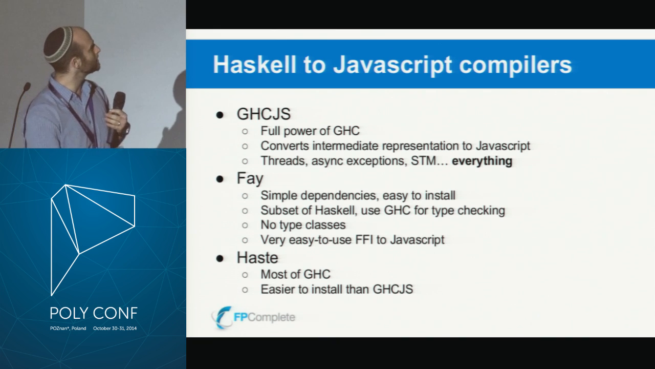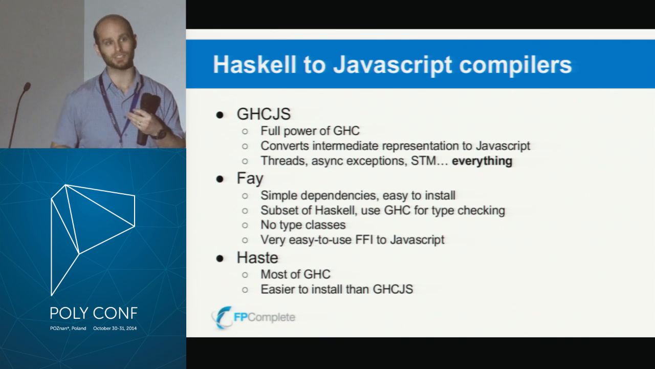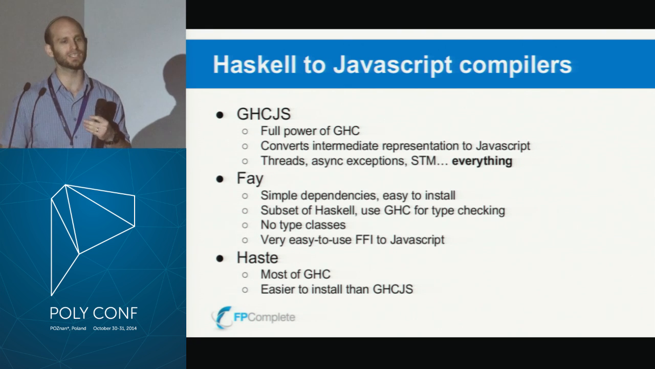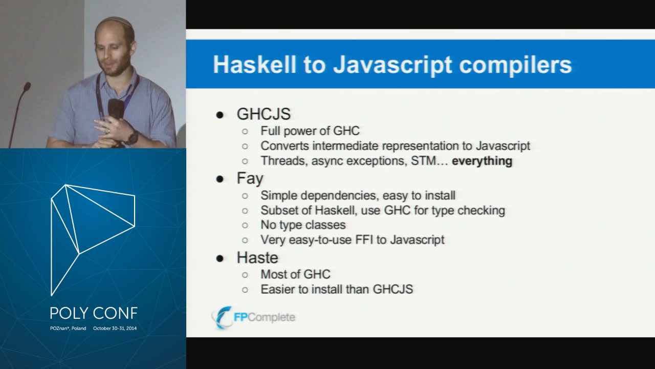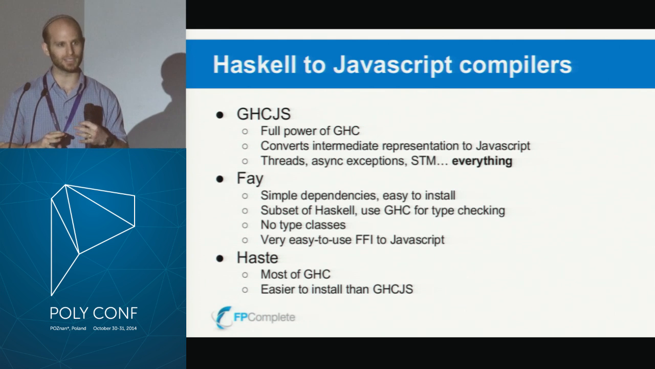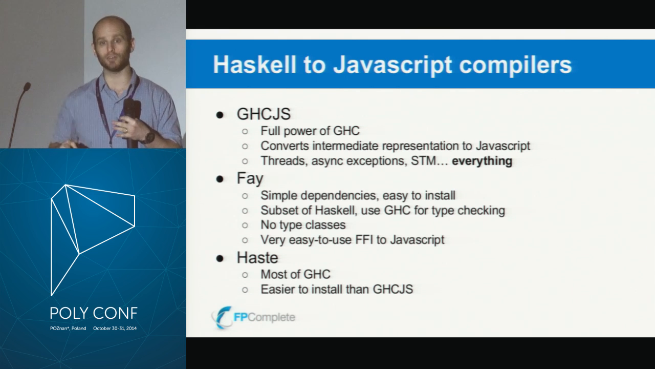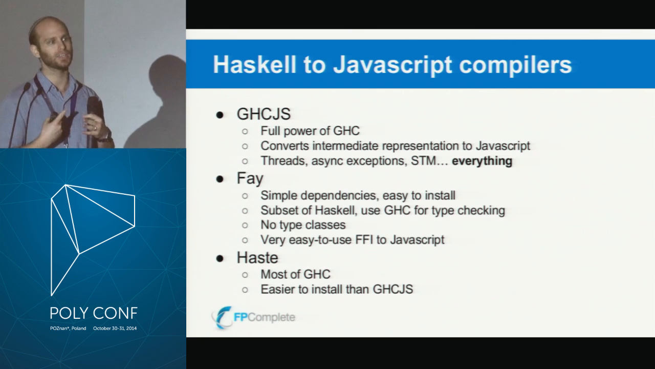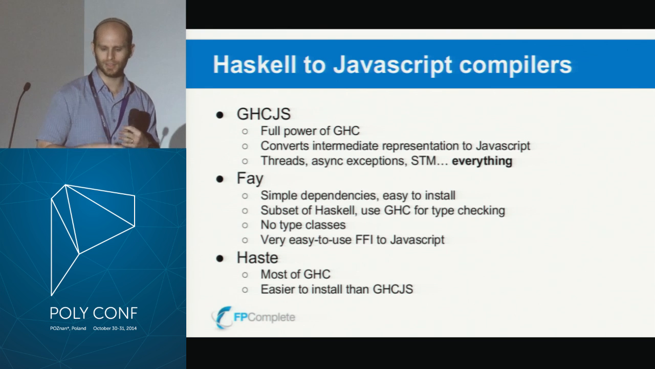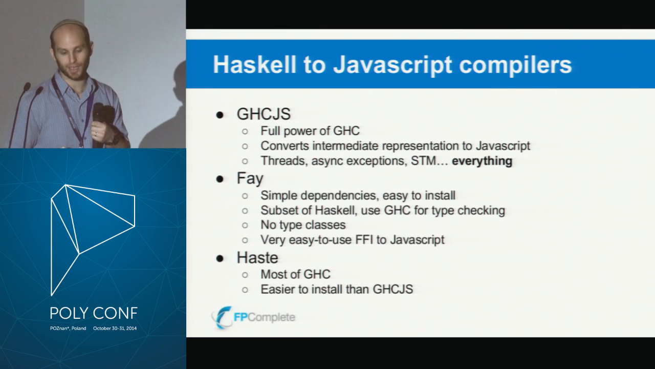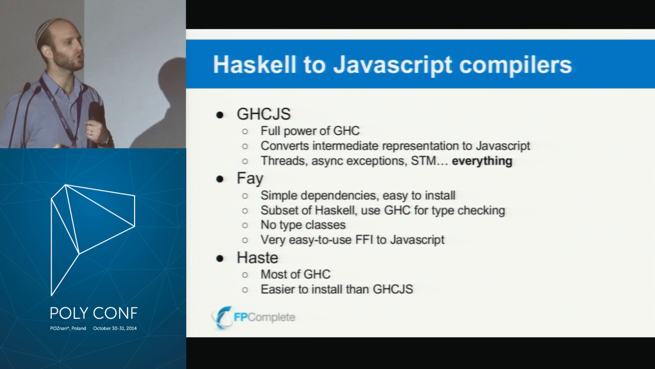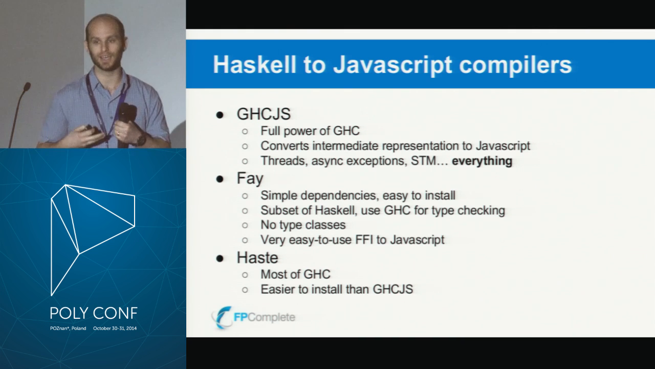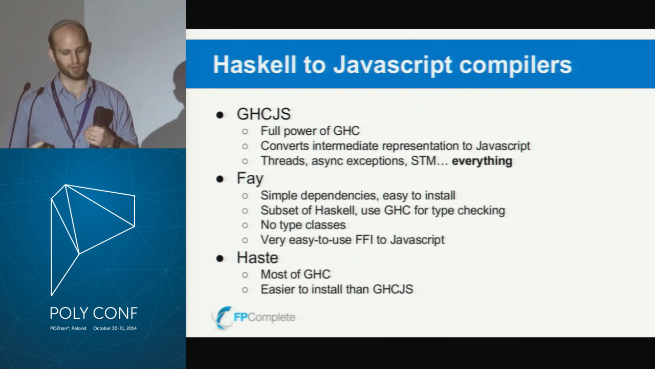Fei is the simplest of these 3 options. Fei uses a Haskell parser, but only really deals with a subset of the language. It doesn't do anything about the runtime system. It basically has full semantics of JavaScript at runtime. It's just using Haskell for the syntax and to do some type checking. One of the nice advantages of Fei, on the other hand, is that since it's so close to JavaScript, it's very easy to do the FFI, which is foreign function interface, to be able to call out to JavaScript.